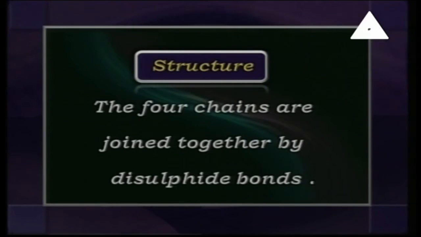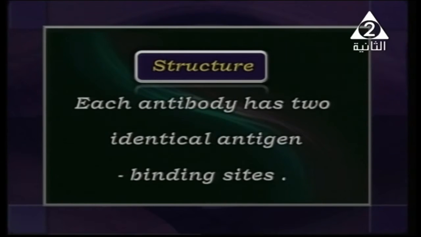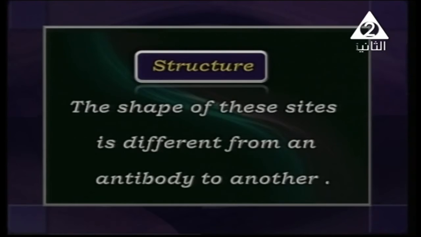The 4 chains are what? Joined together by disulfide bonds. And after that, each antibody has 2 identical antigen binding sites, and the shape of this site is different from one antibody to another. So it doesn't fix its shape. It changes from one antibody to another.